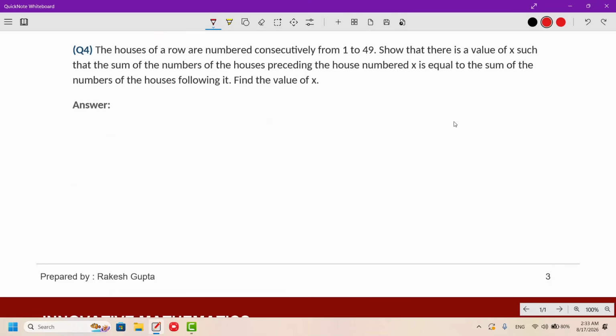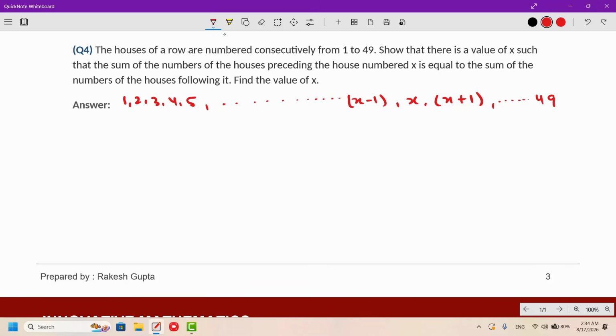Now, the houses of a row are numbered consecutively. See, the houses are like 1, 2, 3, 4, 5 and somewhere it is x minus 1, then x, and this is x plus 1, and then it is 49.